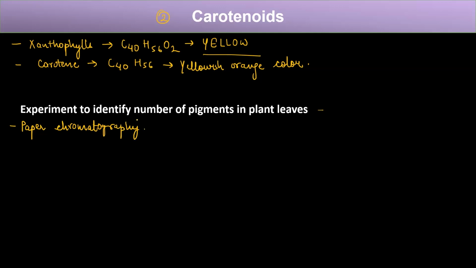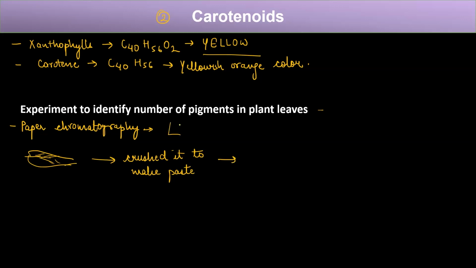So what happens in paper chromatography? It is a chromatographic technique which separates the various components of a compound based on different characters. In paper chromatography, it is based on their mobility. Okay. So here what was done? The authors took a leaf structure, crushed it to make a paste, and then dipped a paper strip in it.